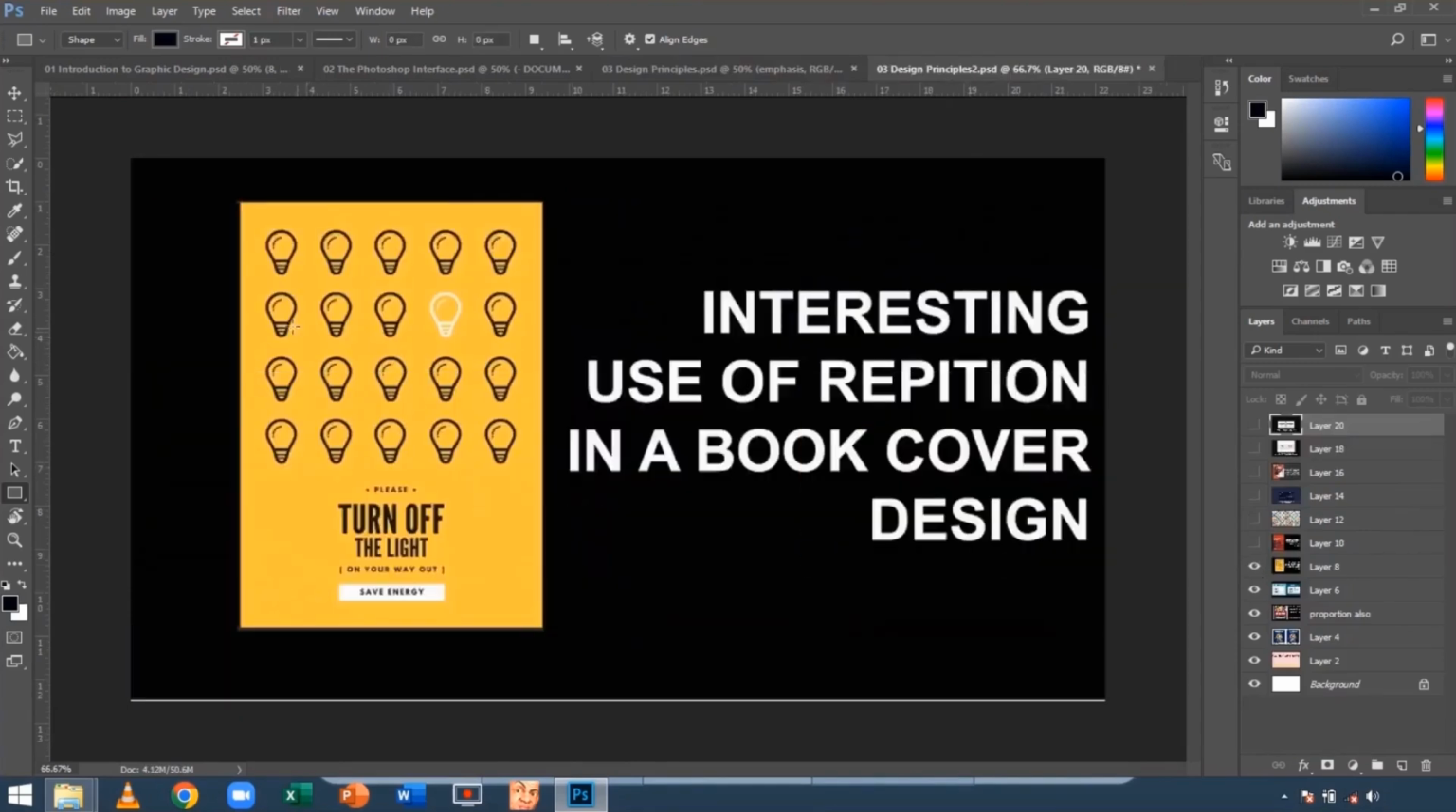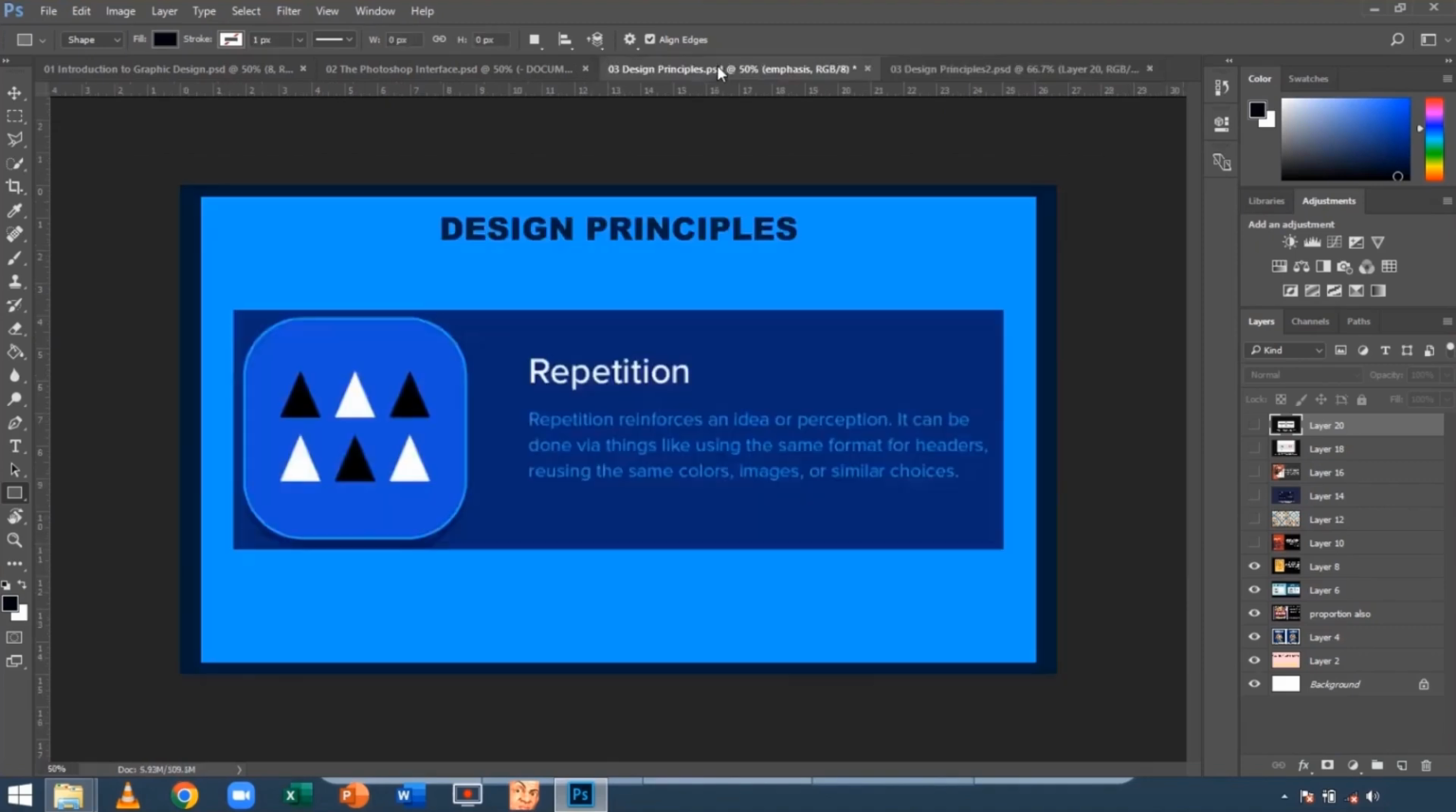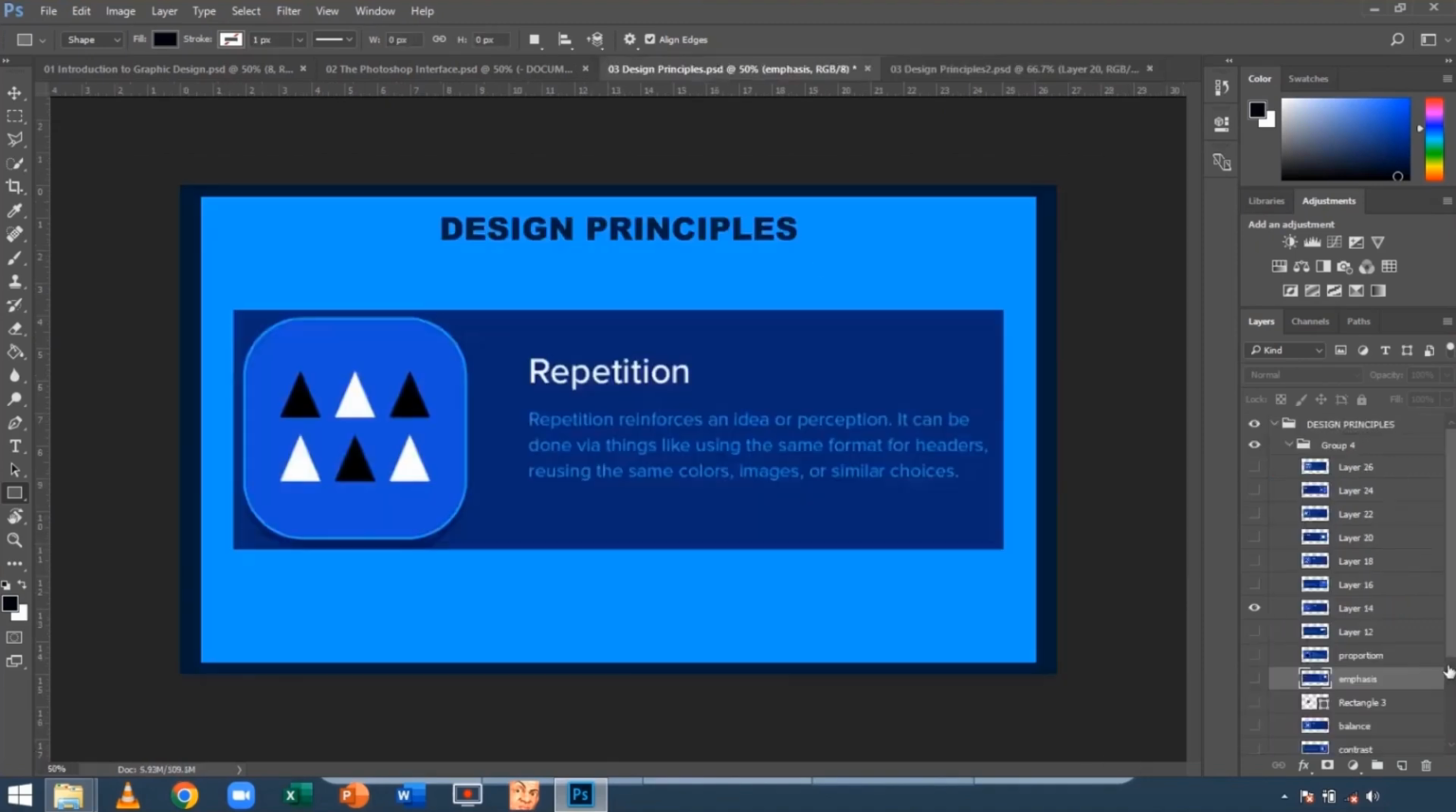You can see the interesting use of repetition here. The light bulb. Kind of aesthetic, very beautiful. Simple design and straightforward. So knowing when to use it, you are the creative being here. You are the one to decide when to use any of these principles. Just know that these principles exist for your use.